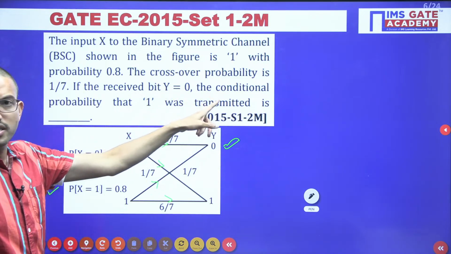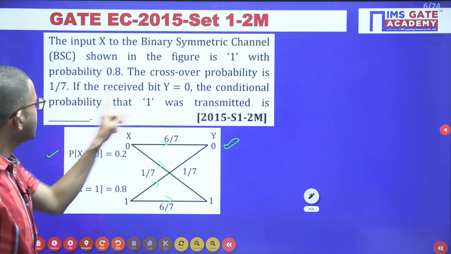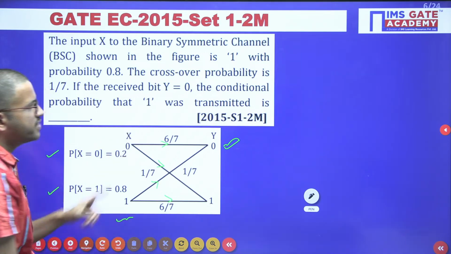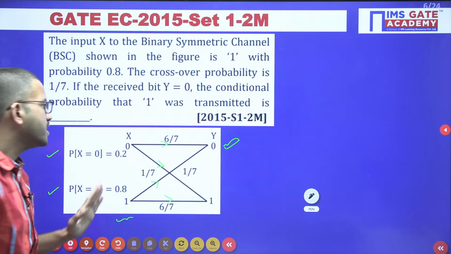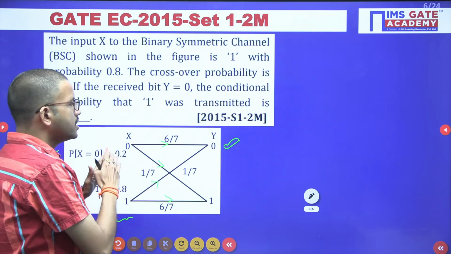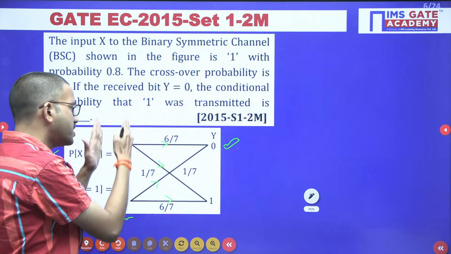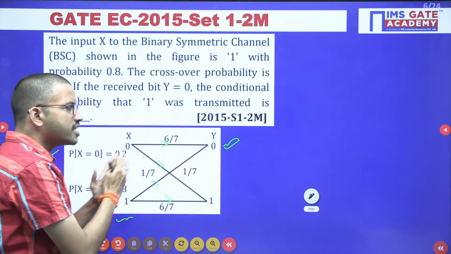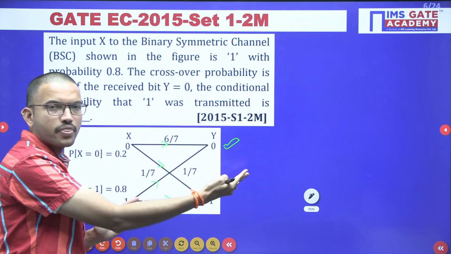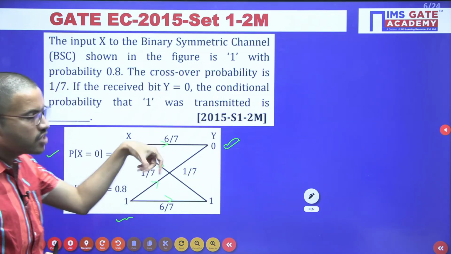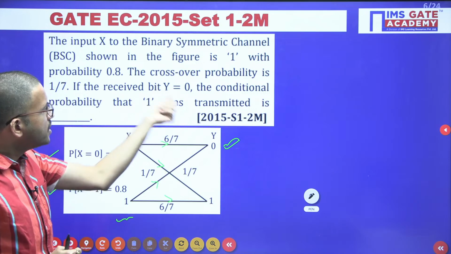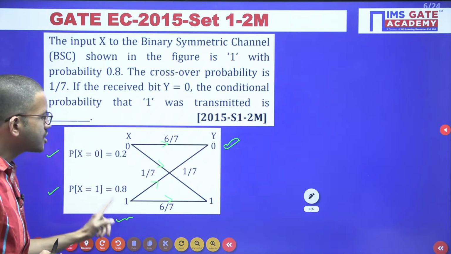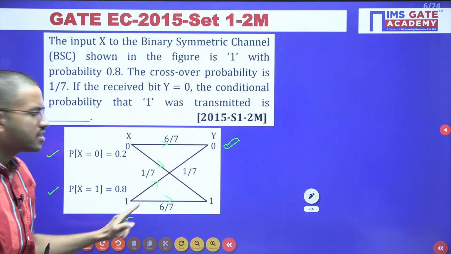they have given one condition. The conditional probability that 1 was transmitted. See, in general, in any communication system, this is the transmitter, this is the receiver, and in between you are having the channel, right? After you transmit some bit, you will receive something. Okay, but now the question is, the probability that the received bit is 0, provided the transmitted bit is 1. The transmitted bit is 1.